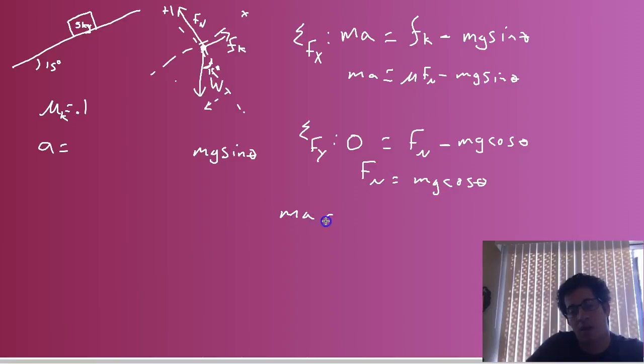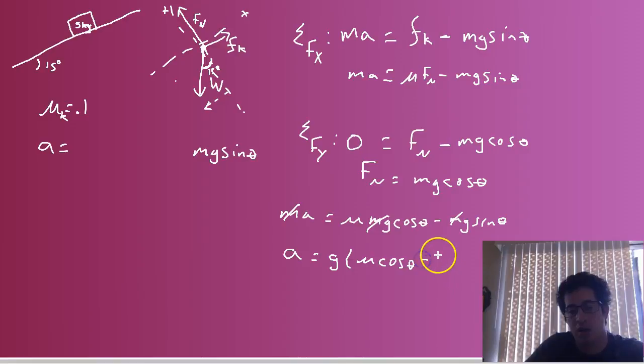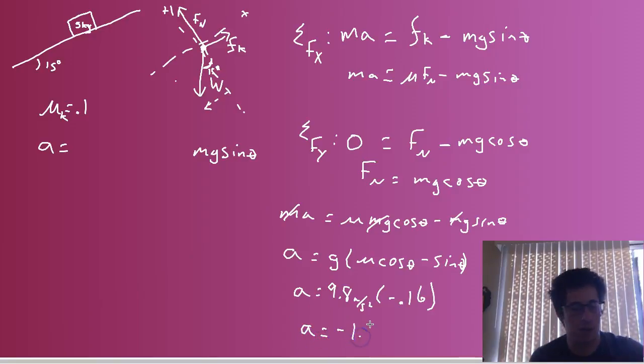So ma equals mu times mg cos theta minus mg sine theta. And then m will drop out. We can factor out g, and so a is equal to g times mu cos theta minus sine theta. We can punch that in and find that the acceleration is 9.8 meters per second squared times something. So here we get an acceleration of negative 1.59 meters per second squared. Okay, and there you go. That is friction on an inclined plane.